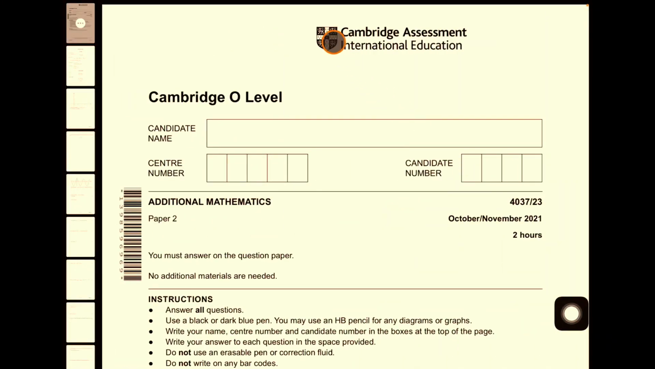So first, this is for Cambridge Assessment International Education, and it's Cambridge O Level. After having these papers, you must write the candidate's name here. Then you must write the center number, with your statement of entry and candidate's number. It's Additional Mathematics Paper 2, and its subject code is 4037. Its odd variant is 23. It's for October November 2021.